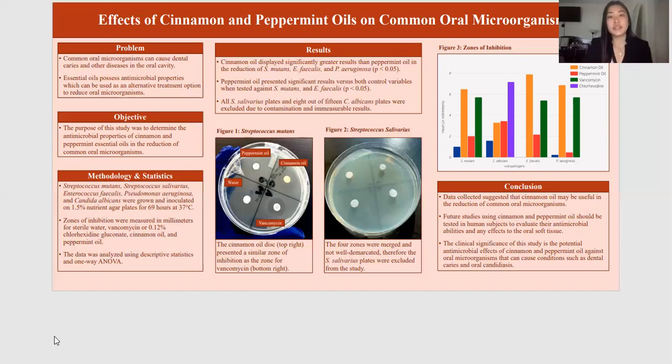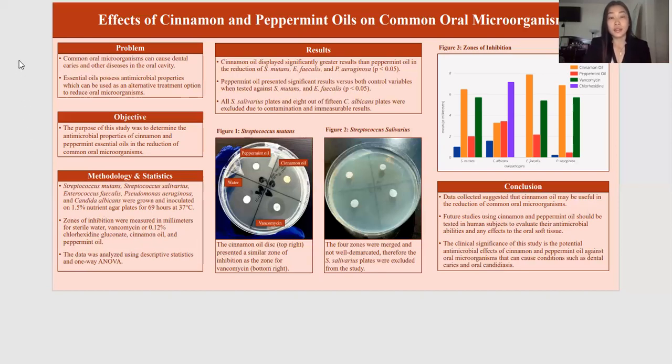In conclusion, cinnamon and peppermint oils reduced oral microorganisms significantly. Previous research also indicated a significant reduction in oral microorganisms when testing these two oils. A strength of the study was that researchers were calibrated in their assigned roles and used a sterile technique. The study's limitations were the exclusion of S. salivarius due to foggy plates and overlapping zones, along with the contamination of some plates creating a smaller sample.